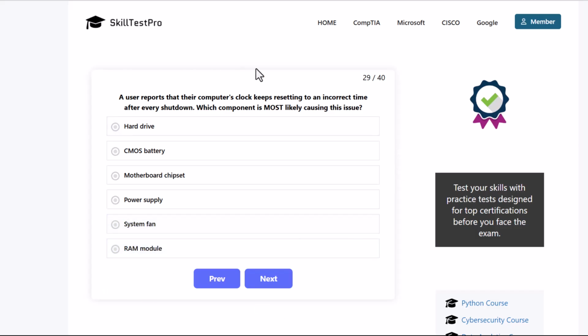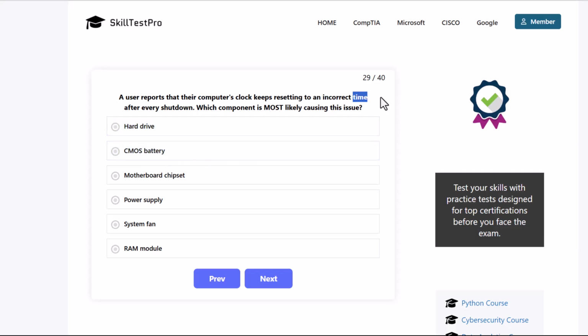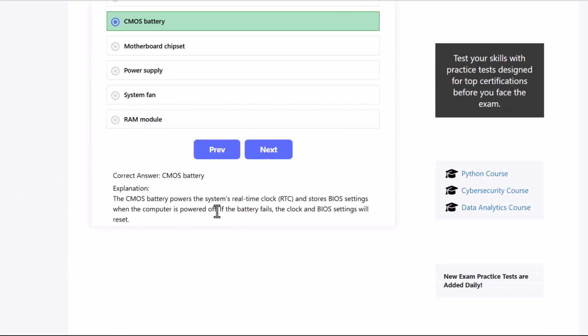And here the most correct answer is CMOS battery, as this is the only one which is related directly to the time when the computer shuts down, as this is the only thing which is responsible for the system time on your computer, and if the CMOS battery goes down, this would cause problems with your system time on your computer. So it can keep the system time for rather long. So the CMOS battery powers the system's real-time clock, or RTC, and stores BIOS settings. When the computer is powered off, if the battery fails, the clock and BIOS settings will reset.